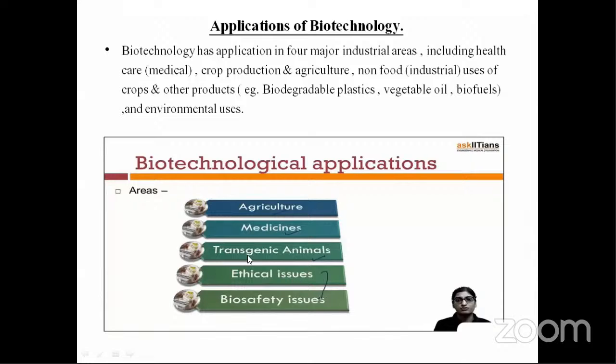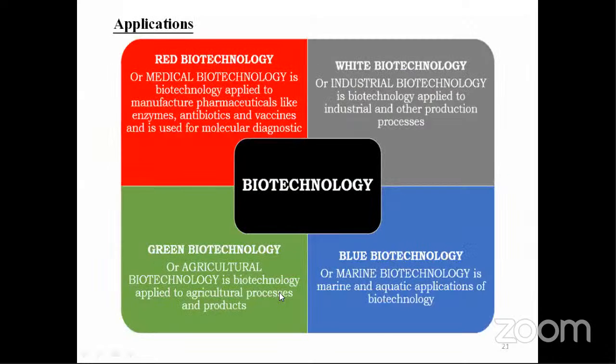Okay. Then what are transgenic animals? Transgenic animals means the animals in which new genes have been introduced and they are transformed. So that is transgenic animals, or it can be transgenic plants also. In the field of agriculture, in the field of medicine, in the field of biosafety issues. Now here you see biotechnology in four different colors mentioned over here.